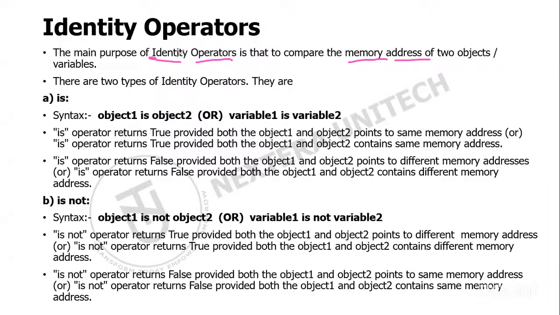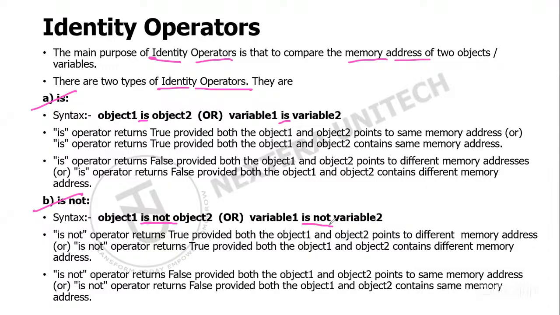And in Python, there are two different types of identity operators. What are they? Is and the other one is not. Is and is not are the two identity operators that we have in Python. So the syntax for is: object 1 is object 2, or variable 1 is variable 2. So I'm using the is operator, if you observe. In the same way, is not: object 1 is not object 2, or variable 1 is not variable 2.